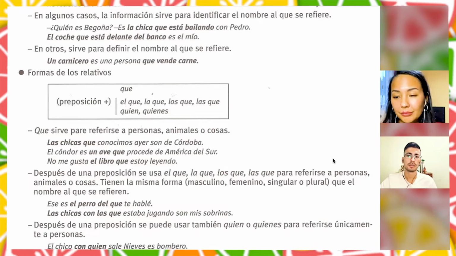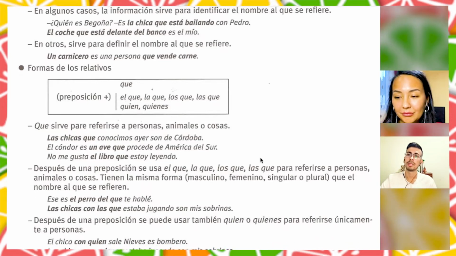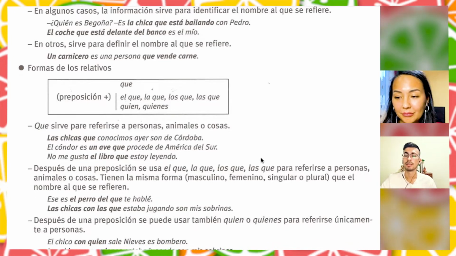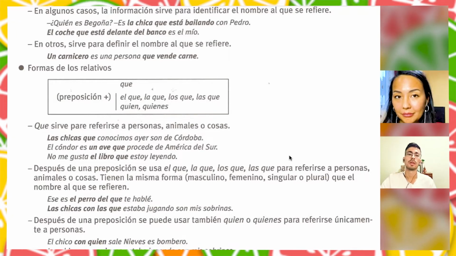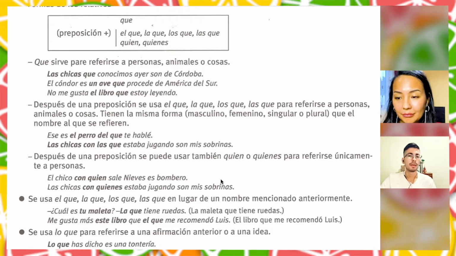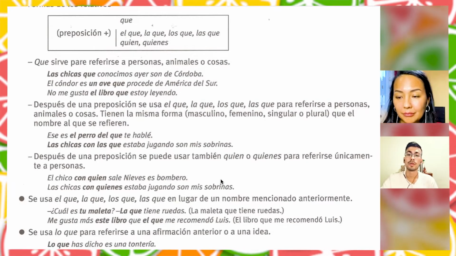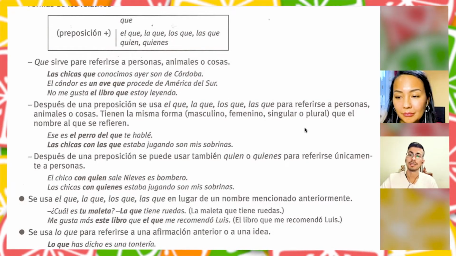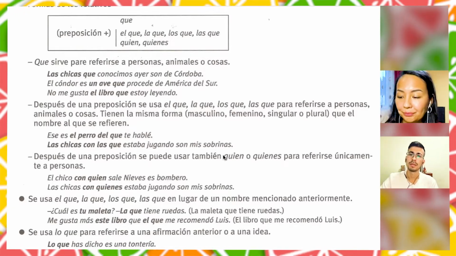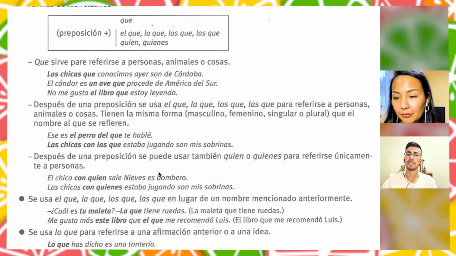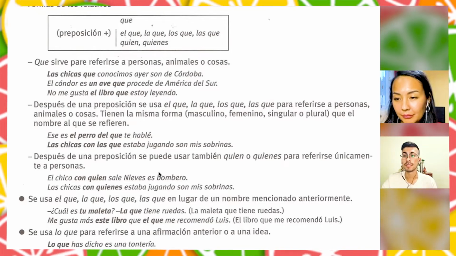Great. So it's important to remember that, yes, feminine and plurals, masculine and singular. So here again, I will repeat that we use only quien and quienes, just to mention it, only persons, people. El chico con quien sale nieves es bombero.